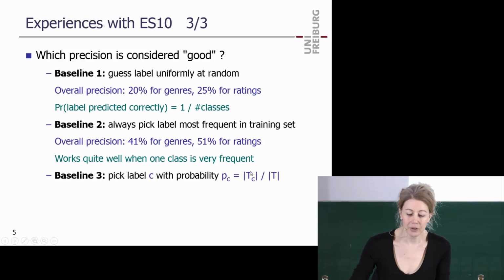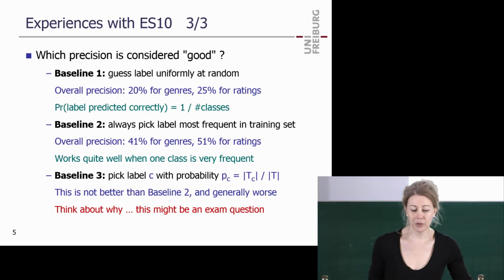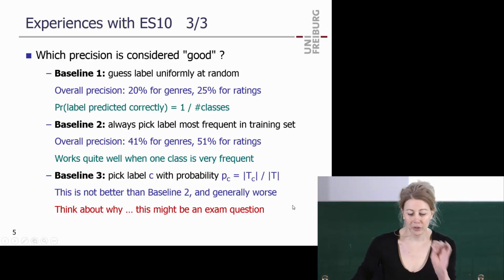So maybe I just pick with probability according to the relative frequency in the training set, but this is not better than baseline 2. And generally worse. I leave it to you. It's a nice exercise. This is a little question which you might also get in the exam, right?